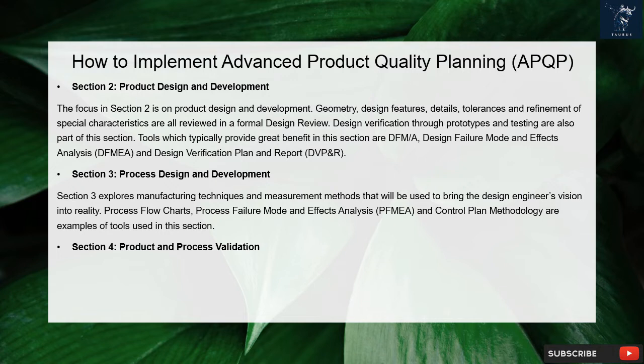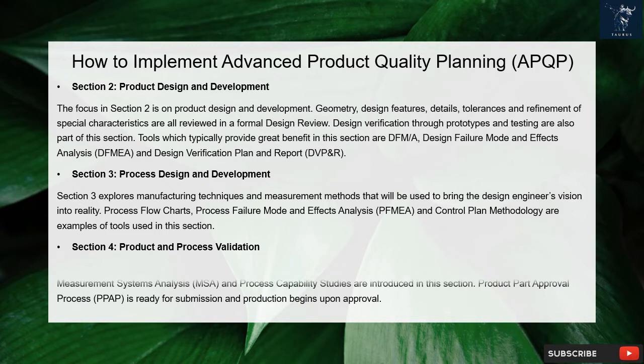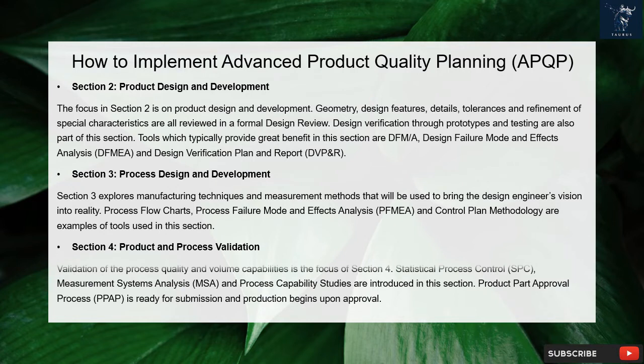Section 4, Product and Process Validation. Validation of the process quality and volume capabilities is the focus of Section 4. Statistical Process Control, SPC, Measurement Systems Analysis (MSA) and Process Capability Studies are introduced in this section. Product Part Approval Process (PPAP) is ready for submission and production begins upon approval.